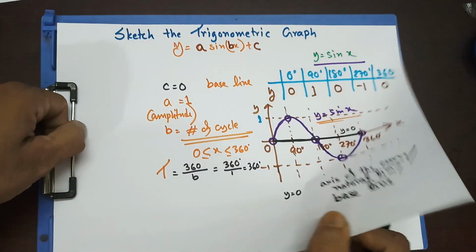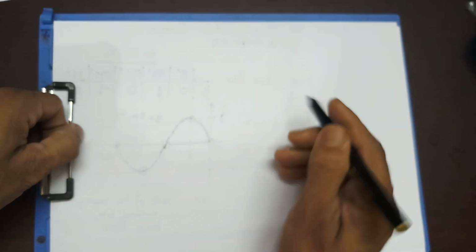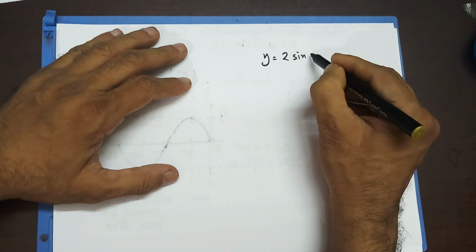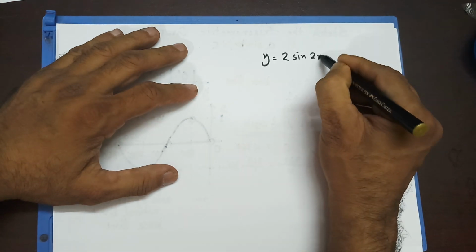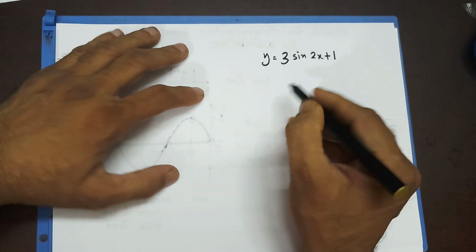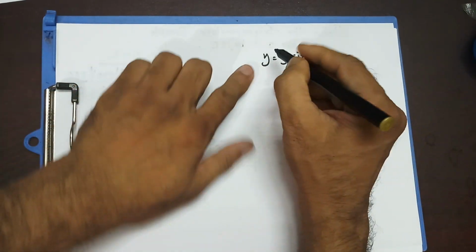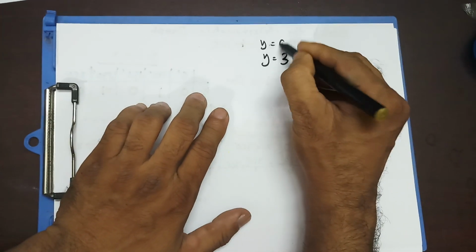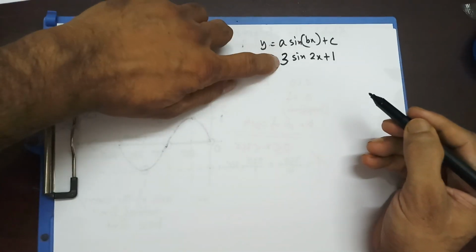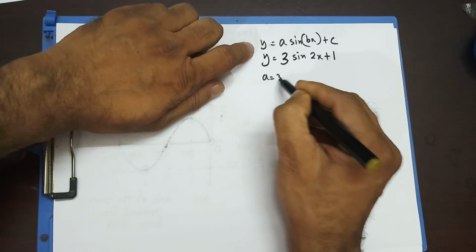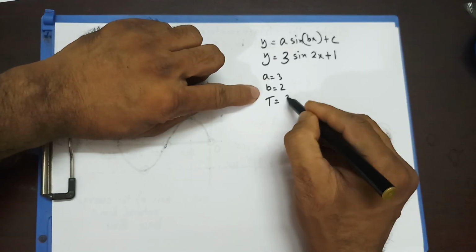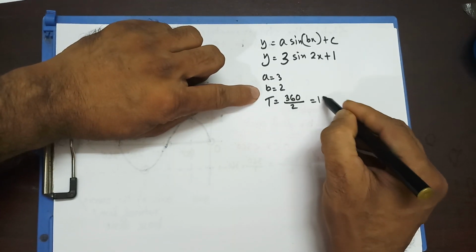Now let's draw the graph of a function y = 2 sin 2x + 1. Actually, let's make this one 3. Over here, you know that y = a sin(bx) + c. So a, the amplitude, is 3, and the number of cycles b equals 2. So the period would be 360 divided by 2, or 180 degrees.